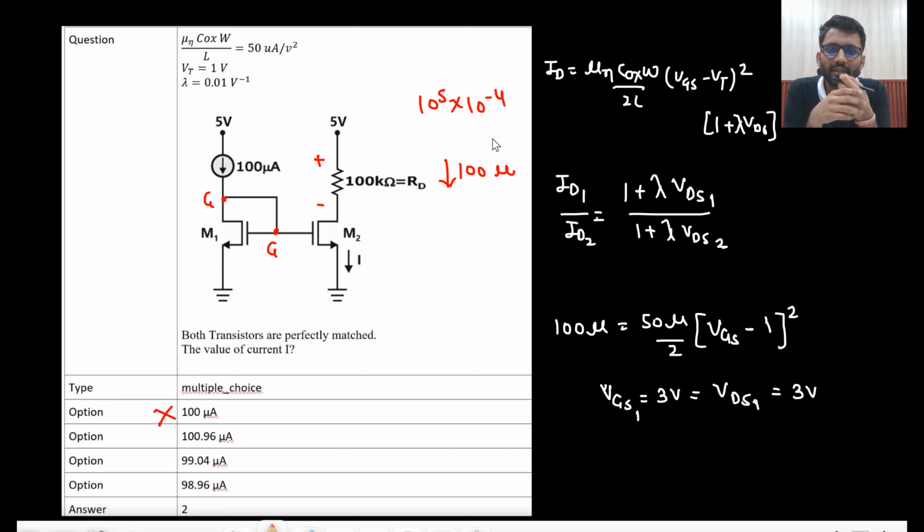That has become a bit too much. 10 volt voltage drop we are having.